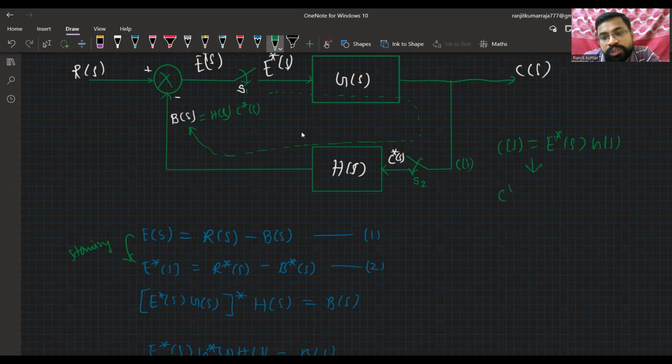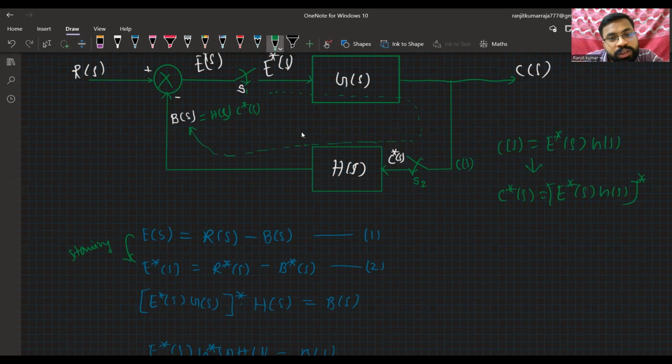So it will become C star of S equals E star of S, G of S whole star function. Okay, the same signal I have written here, the same function I have written here. There is no difference, and that is a very good thing.